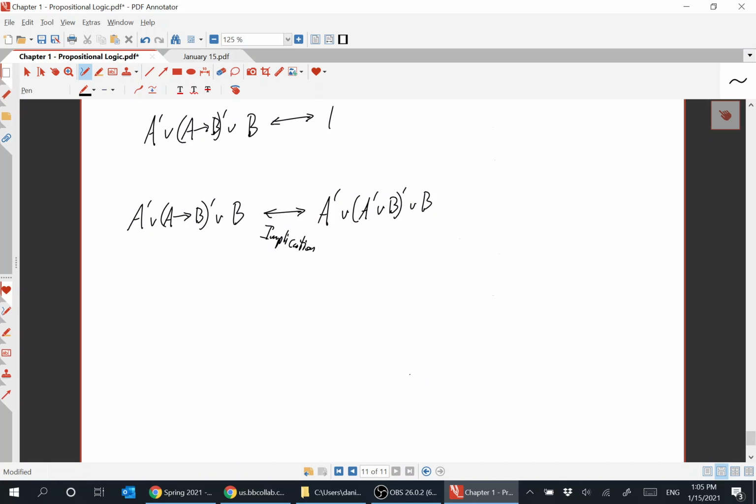Okay. So A implies B became A not or B. Now I've got the negation on top of the or. I've got the negation on top of the or. So I can do what with that? I can use, remember what that one was called?